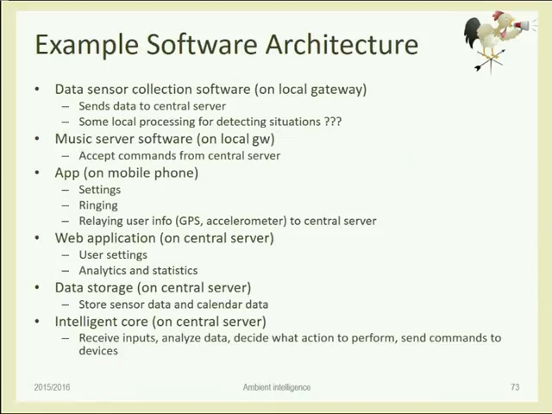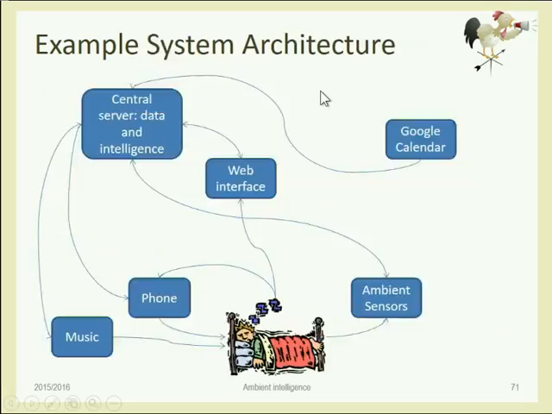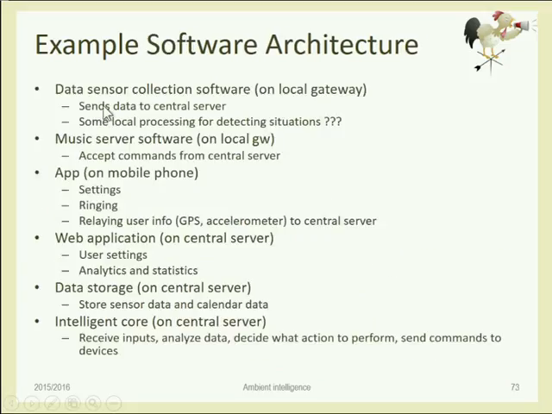Because actually, say, okay, we have this local gateway. The local gateway is the computer behind the sensors. What does it need to do? Well, it needs to send data to the central server. And question mark, I don't know yet. Do you need also to do some local processing? So is it a computer that just takes data from the sensor and pushes them to the server? Or does it need to do also some computing on the data locally before sending it to the server?